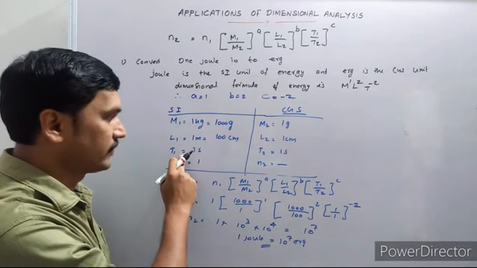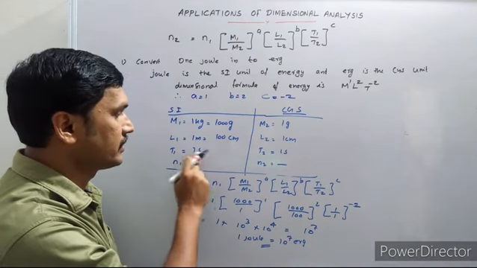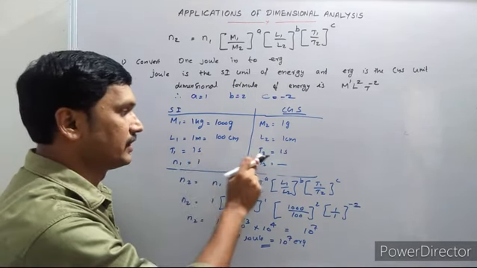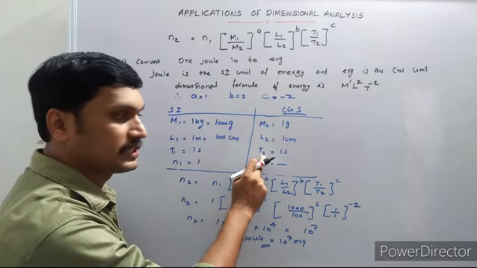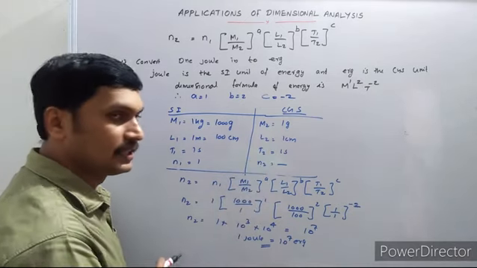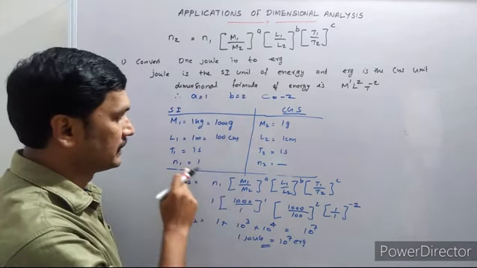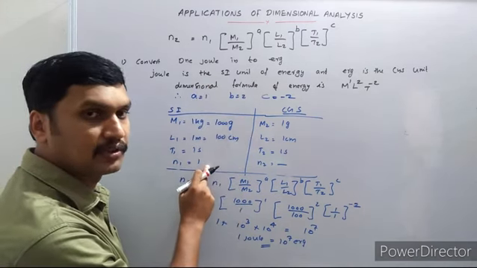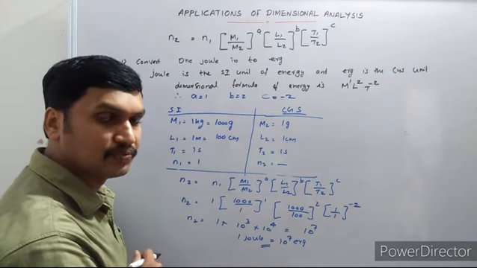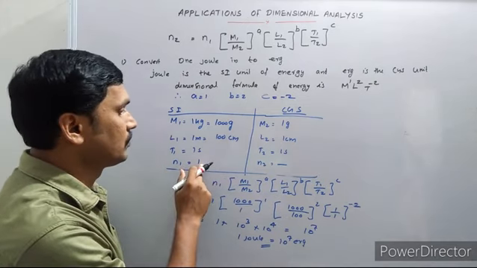T1, the unit of time in the SI system, is equal to 1 second. And T2, the unit of time in the CGS system, is also 1 second. Actually, we are converting 1 joule into erg. That's why we are writing N1 is equal to 1. If it were 2, we would write 2. Okay, N1 is equal to 1.